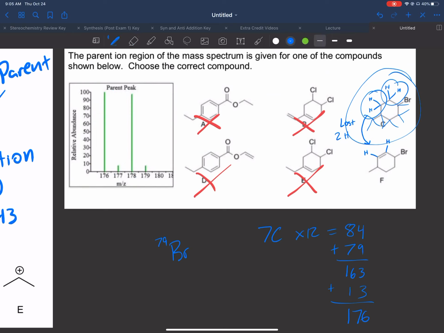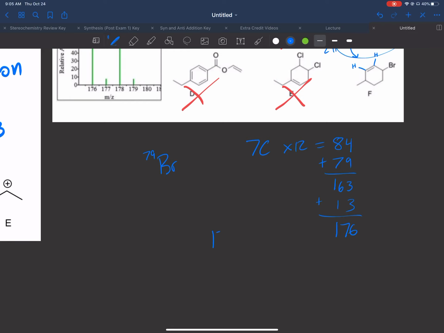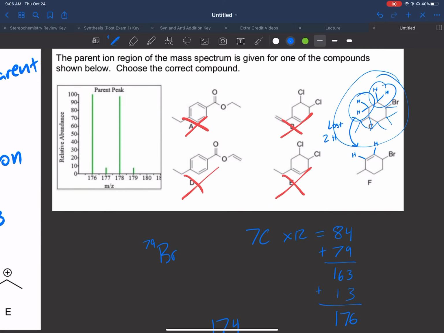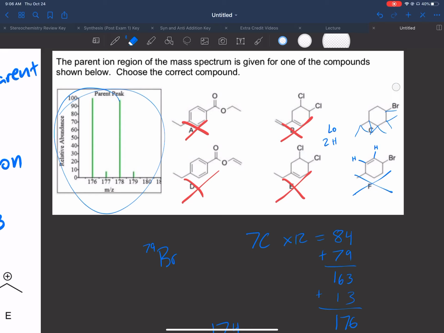Now, if you want to check, you can do F. If I use Br79, the lower isotope, you would get a mass of 174 because there are 2 less hydrogens on F than C. So you can see that we don't even have 174 here. There is no peak at 174. They don't even give you anything below 176. So F cannot be our answer, and so we know that the answer now has to be C.